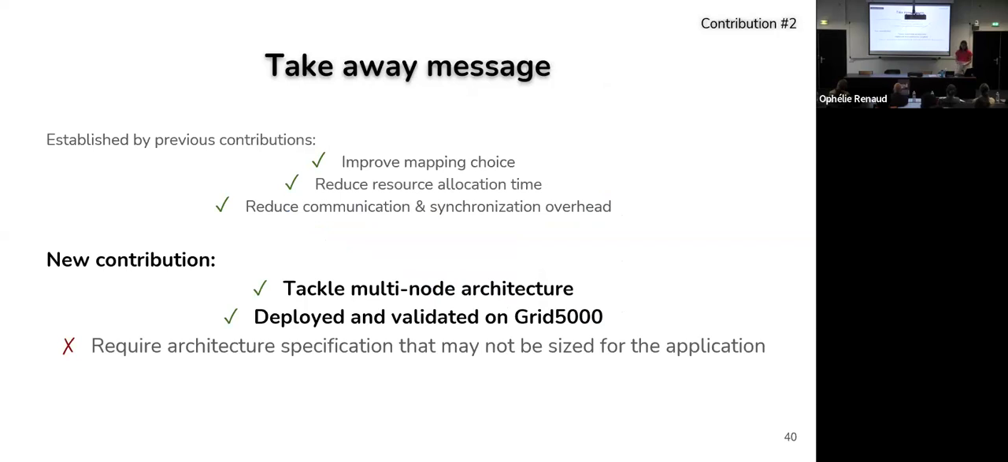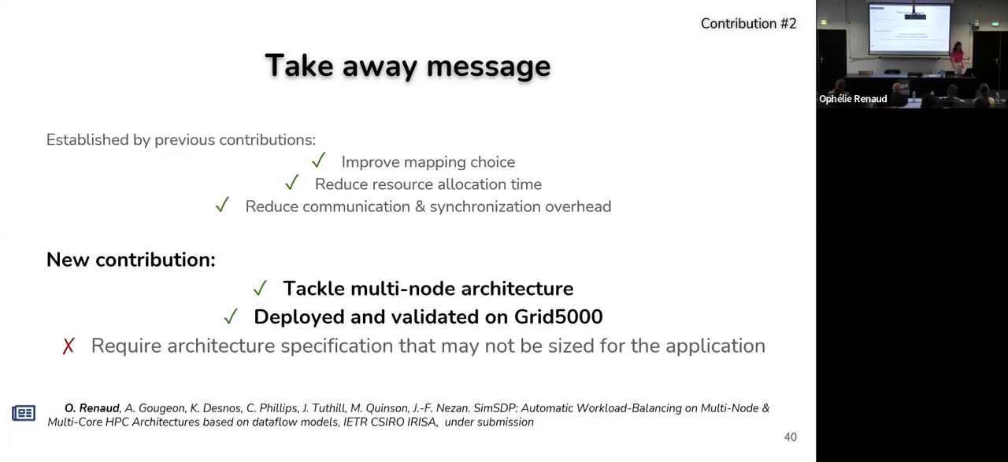So to summarize, I introduced a clustering method to optimize resource allocation on multi-node target architectures. We deployed and validated our method on the Grid'5000 cluster. But this method requires an architecture specification that may not be provided for the application. And this method was the purpose of a scientific paper.